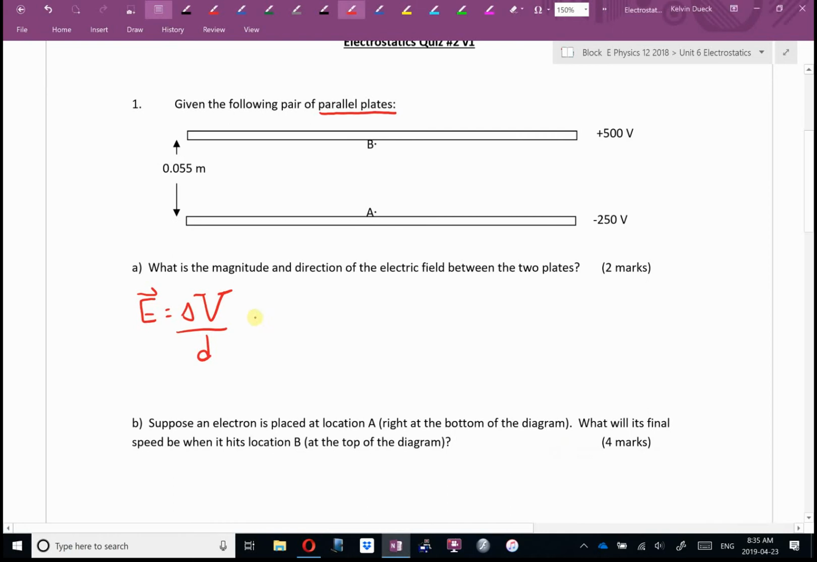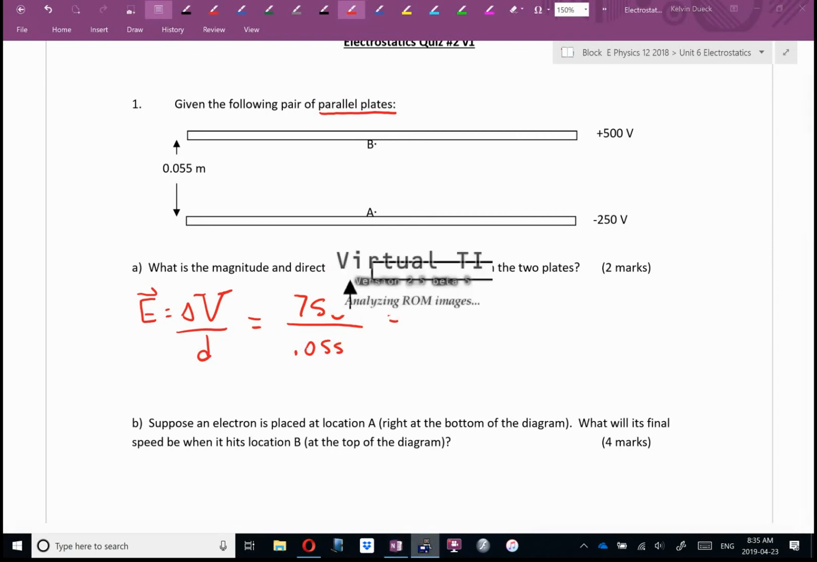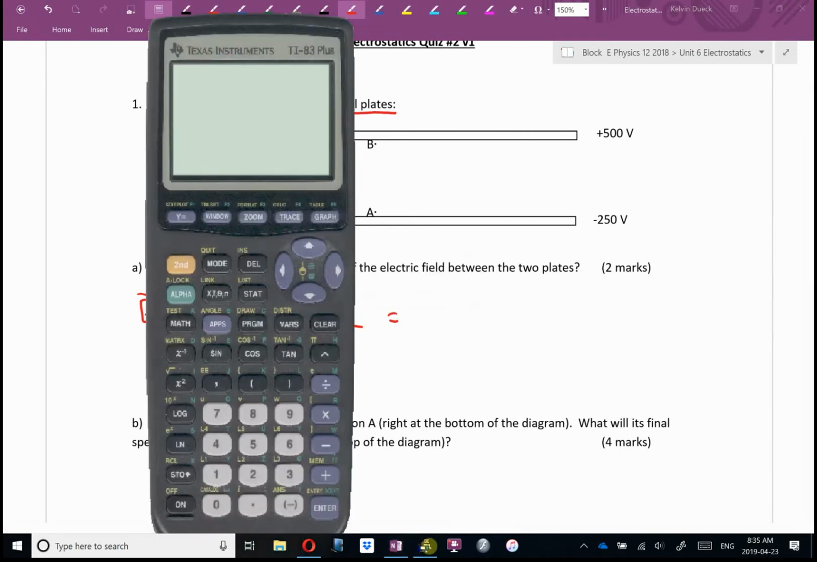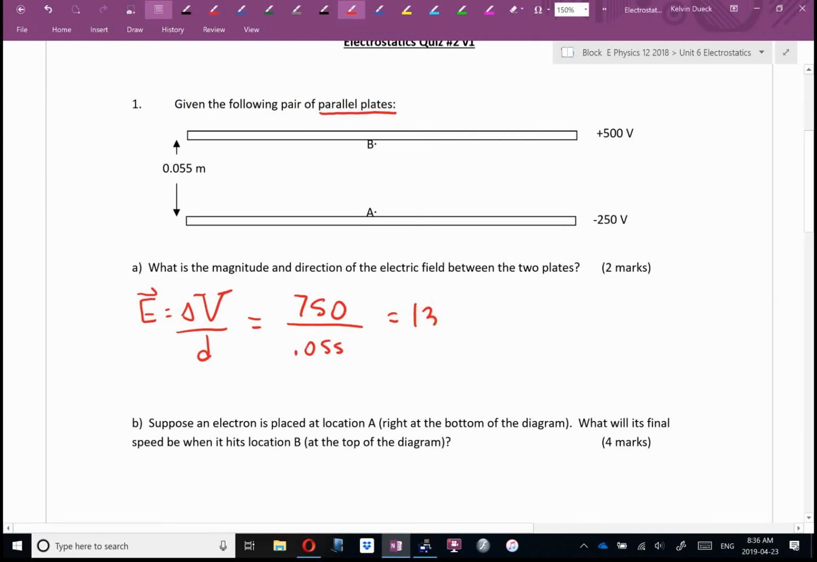So the change in voltage, I have to be careful. It's not 500. We're starting at negative 250. So I think the change in voltage that we're traveling through is 750. The distance is 0.055. And so in between the plates here, there's an electric field magnitude of 750 divided by 0.055, which is 13,600. And you can say volts per meter, or you could say newtons per coulomb. That gets you 1 mark.